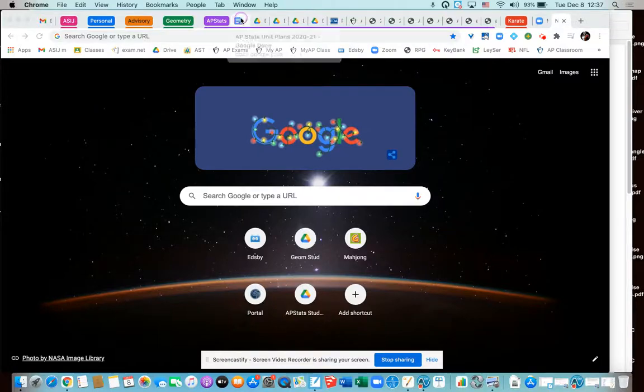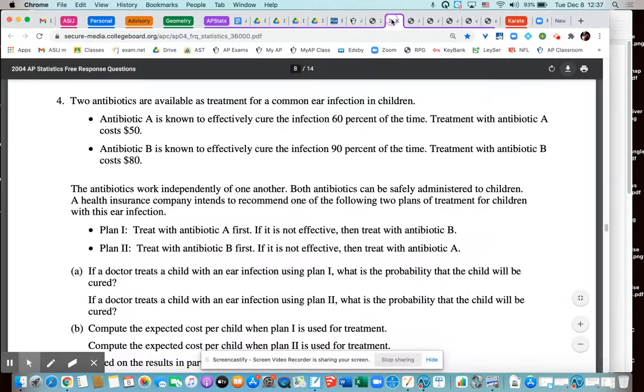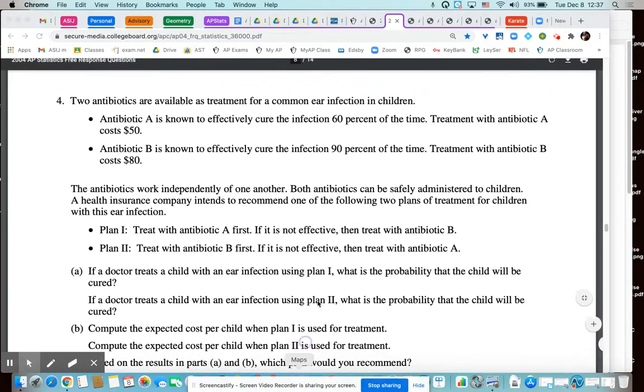Hello and welcome to the 2004 number 4 problem for AP Statistics. I'll try to go through the solution here for you.